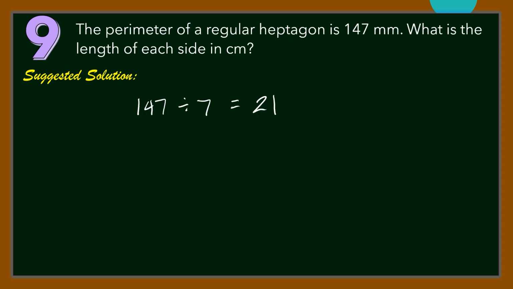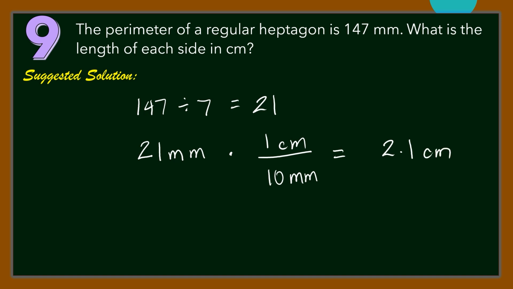We are asked for the answer in terms of centimeters. And since this is 21 millimeters, this is multiplied by the ratio between millimeters and centimeters. For each centimeter, there are 10 millimeters. Hence, this is equal to 2.1 centimeters.